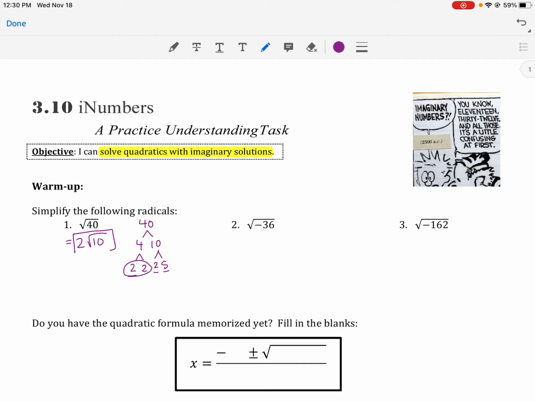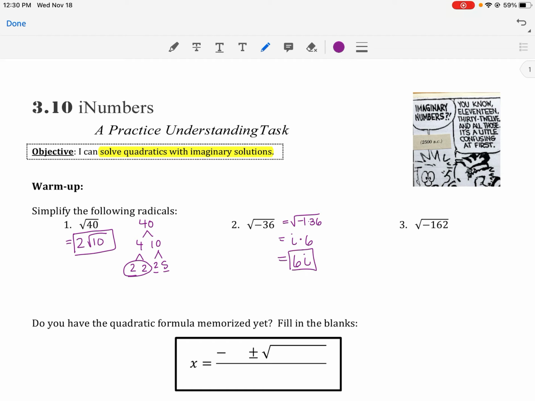Okay, as you look at the next one, the first thing you should think, hey, when I see that negative, I should think about an i. So this is really the same as a -1 times a positive 36. So that square root of -1 is i, and the square root of 36 is 6. Well, you can leave it like that. Usually we write it as 6i.